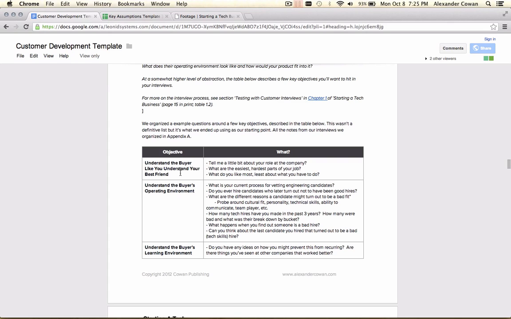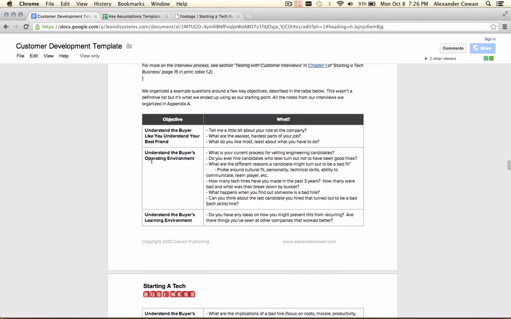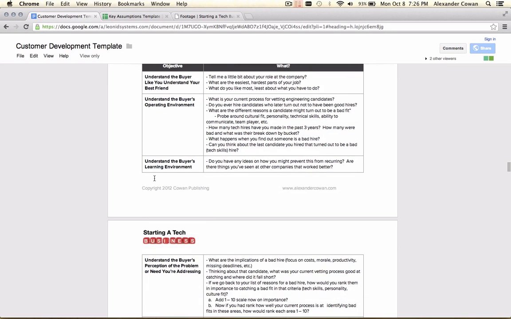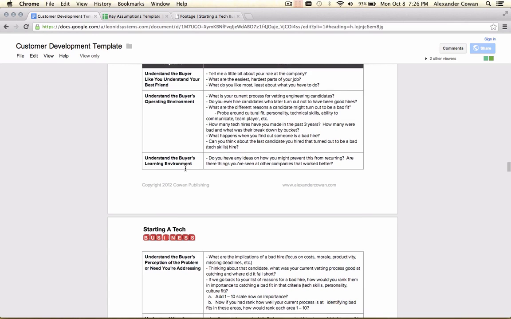First, understanding the buyer, understanding them like your best friend. This is where you get that vivid description of the personas, and you really get your intuitive sense of who these people are. You want to understand their operating environment, their learning environment, meaning how do they find out about new ideas? How would they find out about your product?